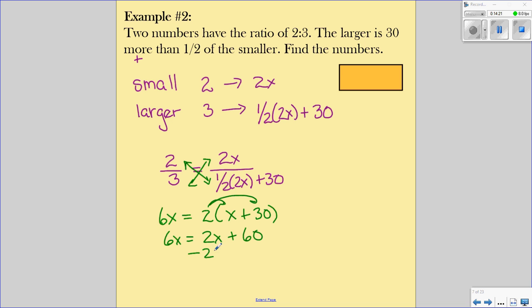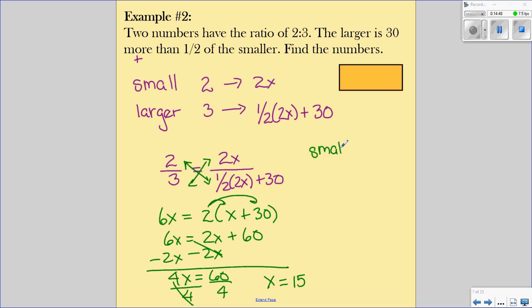Then I'm going to subtract 2x on both sides. 4x equals 60. Then divide by 4. And then I'll put it here. X equals 15. They want us to find the numbers, so that means we're going to plug it back in. So for this one, the smaller was 2x, so 2 times 15, which gives me 30.